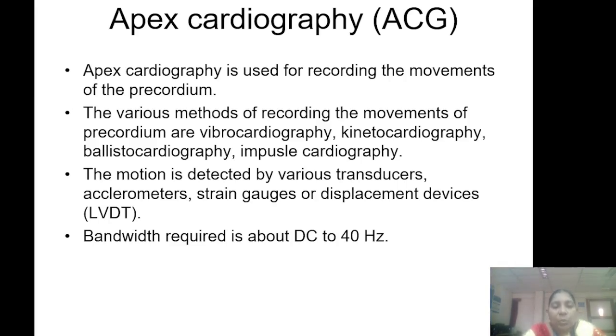The transducers used to detect this motion are accelerometers, strain gauges, and displacement devices like the LVDT, linear variable differential transformer. And the bandwidth required for this apex cardiography signal is DC to 40 Hertz.